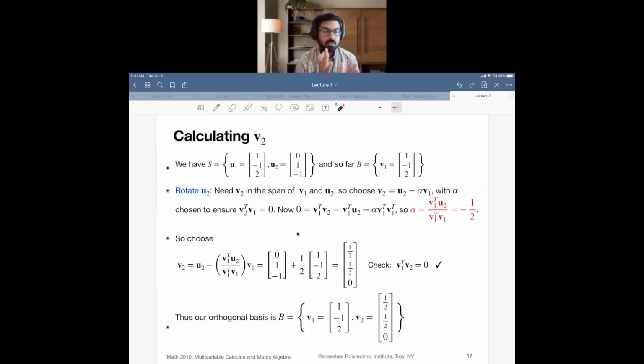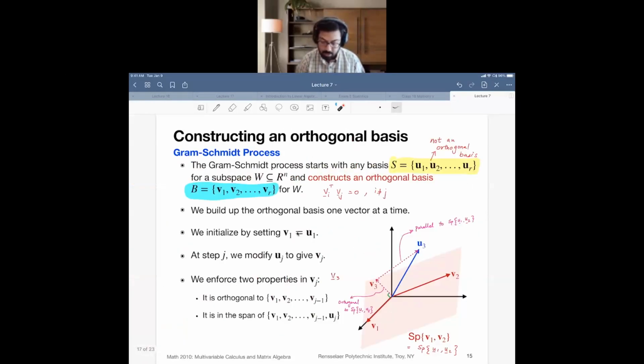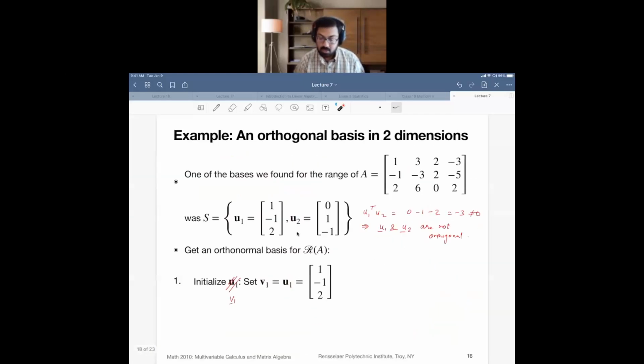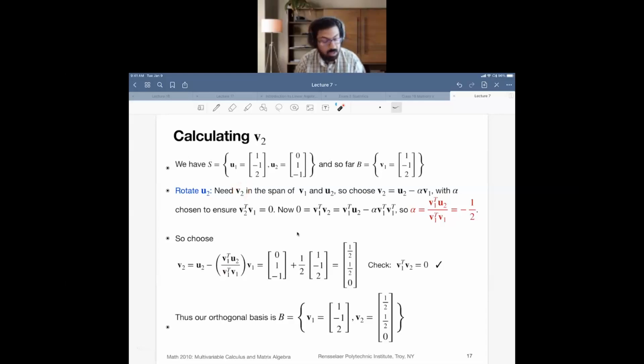So can I rotate u2 such that I get v2? But the criteria is v2 should be orthogonal to v1, right? But also I need it to be in the span of v1 and u2, right? So based on this second property here, I need vj to be in the span of all the previous v's and the new uj. So I need v2 to be orthogonal to v1, but also it has to be in the span of v1 and u2. So if v2 has to be in the span of v1 and u2, then I should be able to express v2 as a linear combination of v1 and u2, which I'm doing over here. I'm choosing v2 as some u2 minus alpha v1, right?